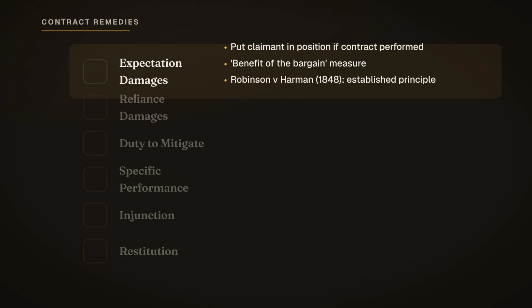So if you contracted to buy goods at £10,000 that were worth £15,000 and the seller pulled out, your expectation loss is £5,000, the profit you would have made. Damages are assessed at the date of breach, though courts have some flexibility where that would produce an unjust result.